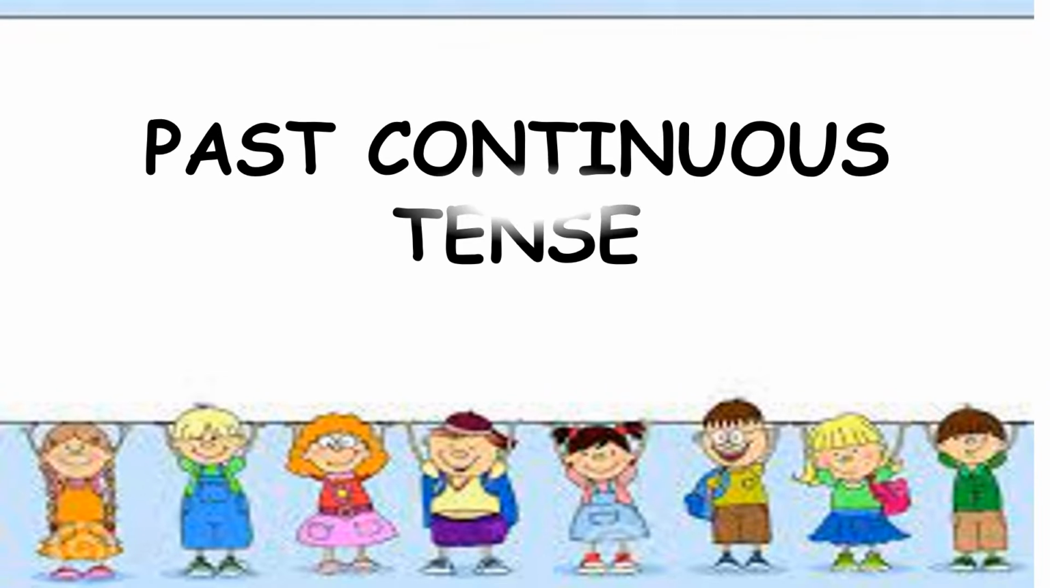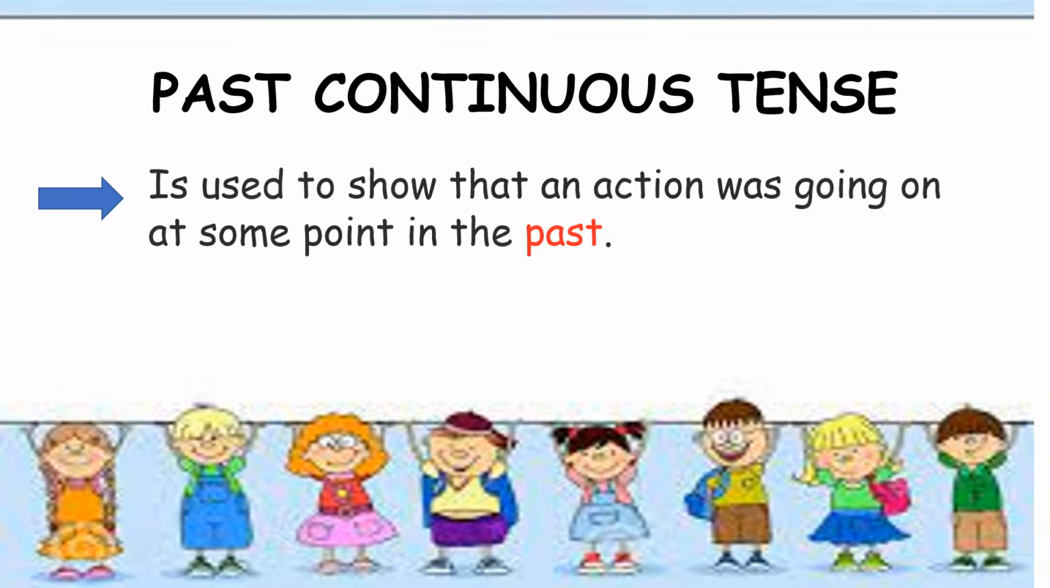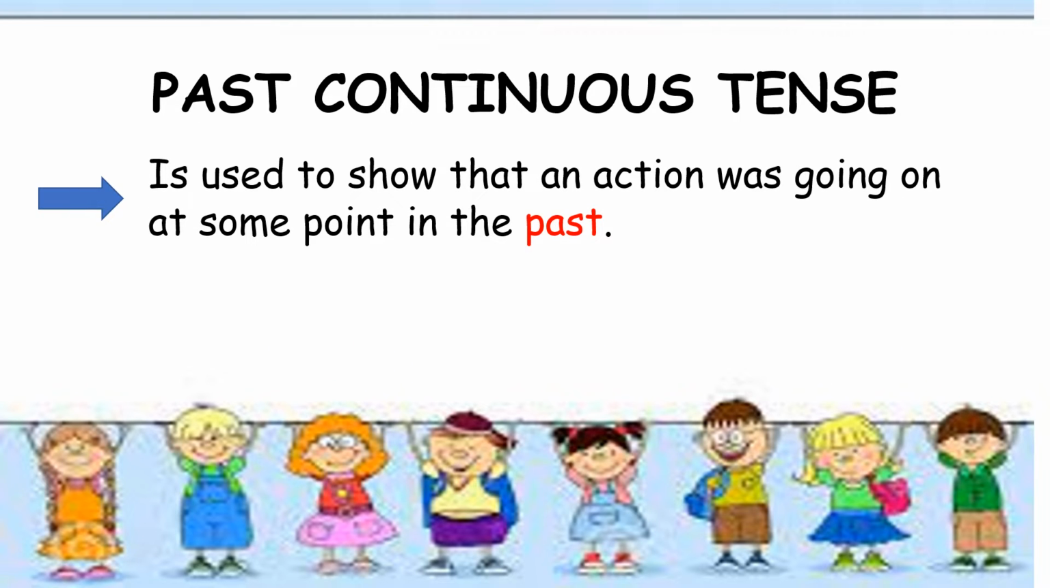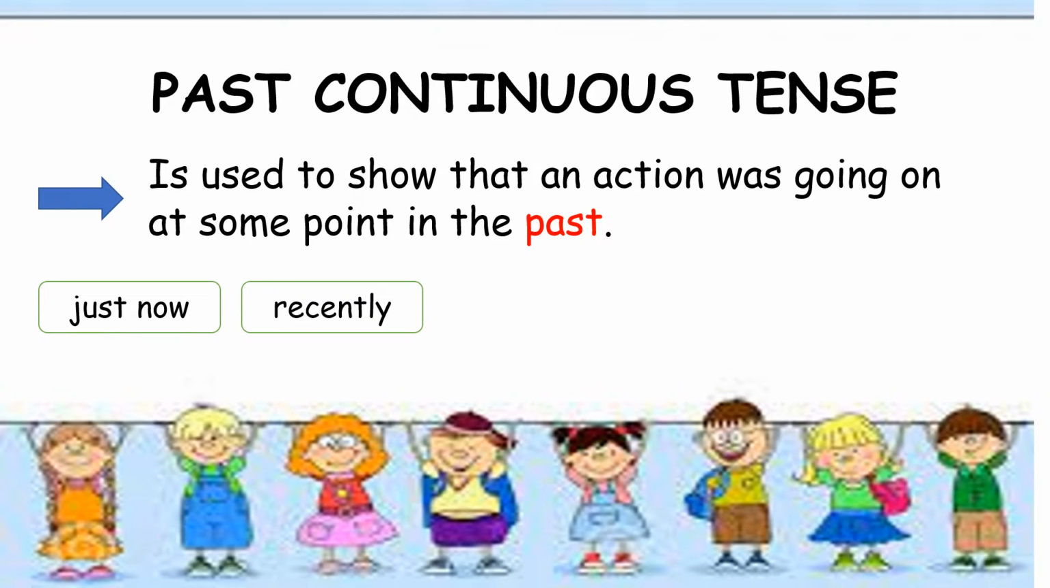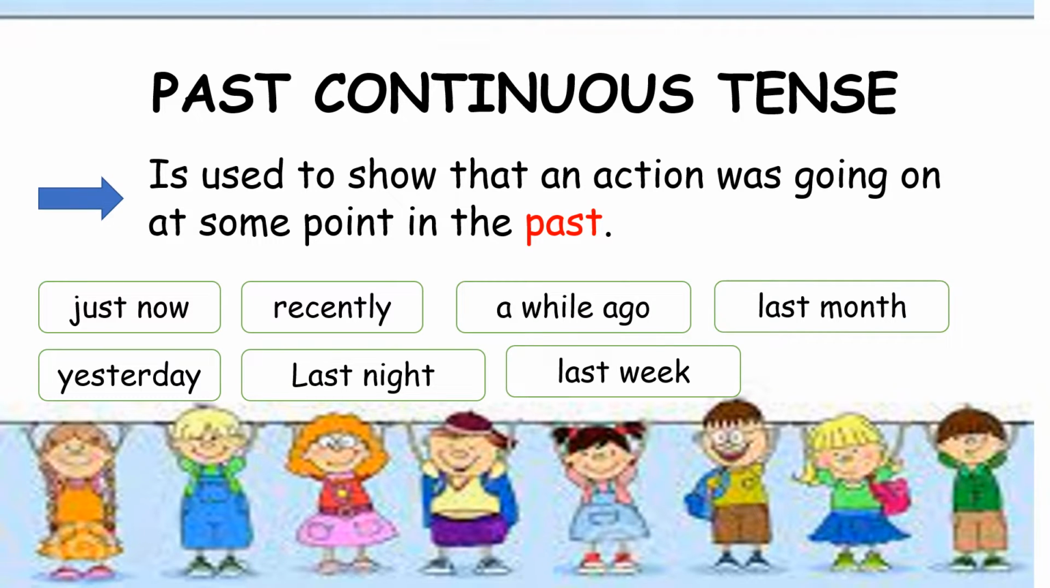In this video lesson, we shall be talking about the past continuous tense of the verb. The past continuous tense is used to show that an action was going on or in progress at some point in the past. Actions or action that was happening just now, recently, a while ago, last month, yesterday, last night, last week, or maybe last year.